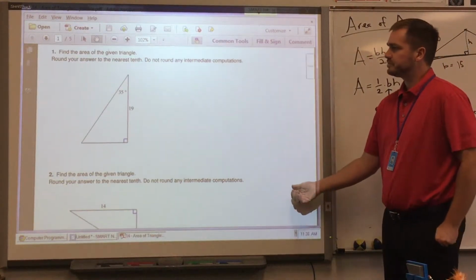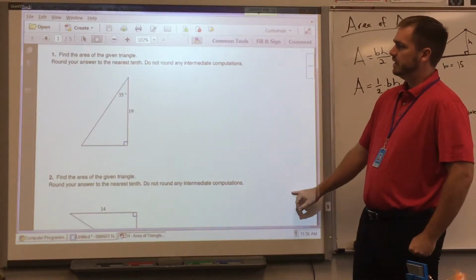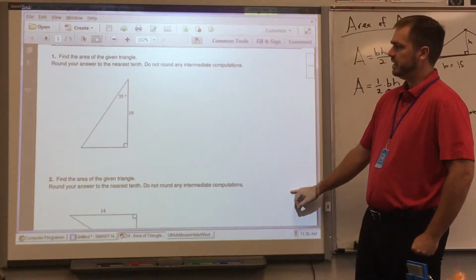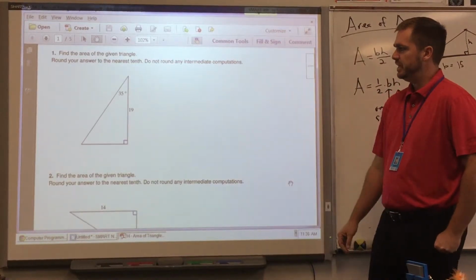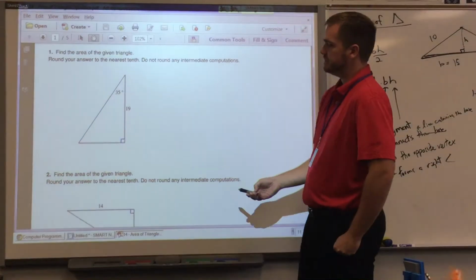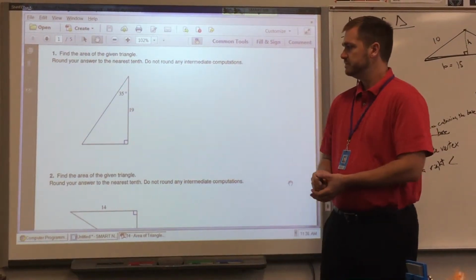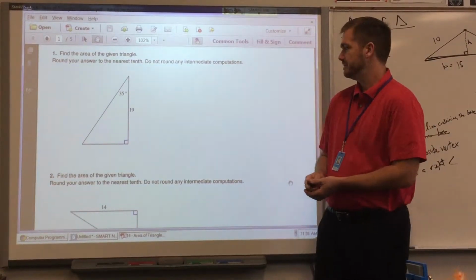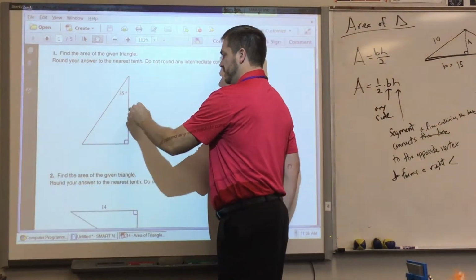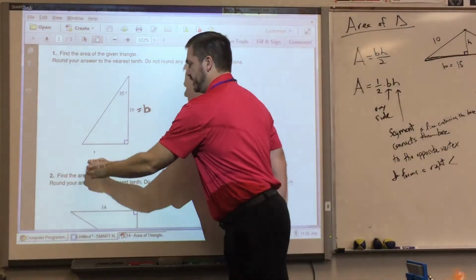Okay, so here we go. Find the area of the triangle. Round to the nearest tenth, and don't round intermediate computations. Okay, that's great. So my formula is 1/2 base times height. Which side do you want to be the base? The 19. Okay, that's fine. But then what in the world is my height going to be?